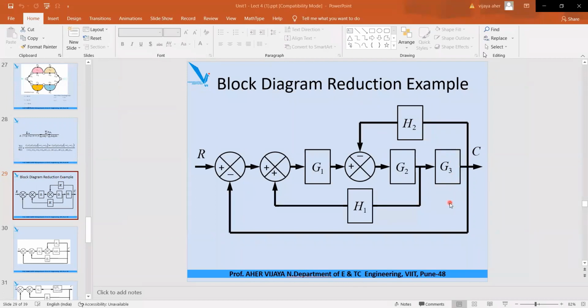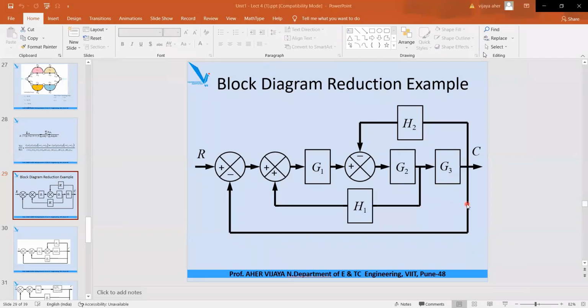Reduction, the first block will be the multiplication of these two. Then how will our diagram look after that? This loop remains as it is. Instead of two blocks, you write one block, and inside that block you write the transfer function G2 into G3. Where will this point be connected then? It will be connected here, right?